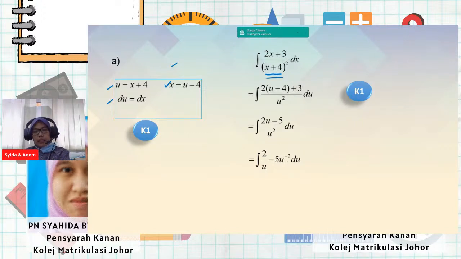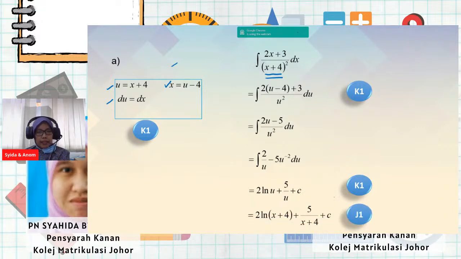Then integrate 2 over u, which is 2 ln u. Integrate u to the power of negative 2, which is negative 1 over u. Then plus c. Substitute u in terms of x. That's the final answer. 4 marks. Choose u and differentiate, 1 mark. Then substitute u and simplify, 1 mark. Then integrate, 1 mark. Final answer, 1 mark.